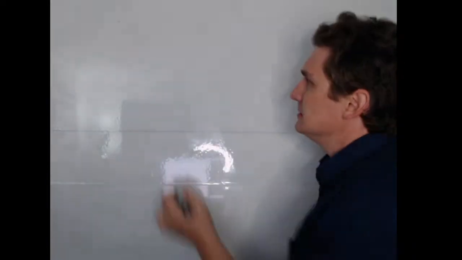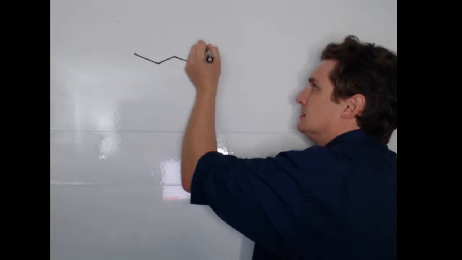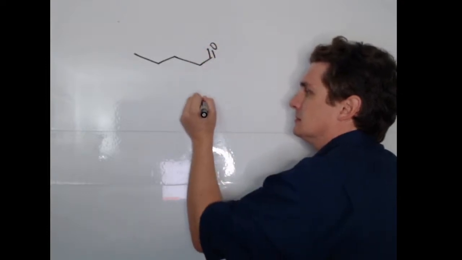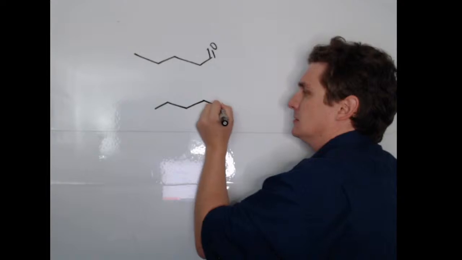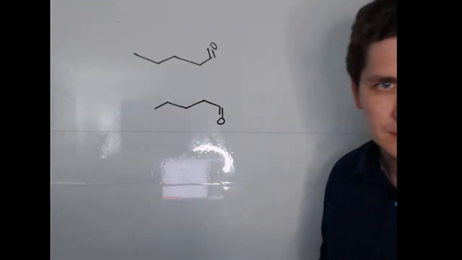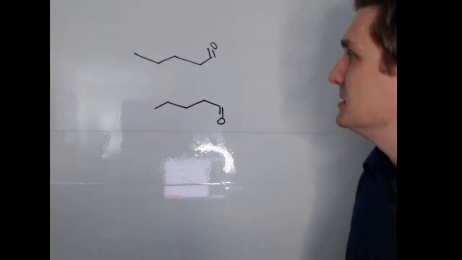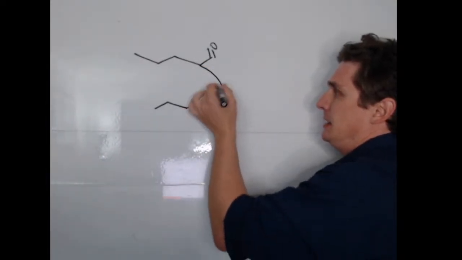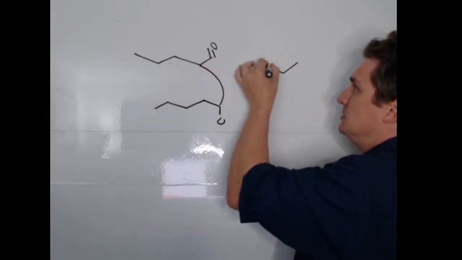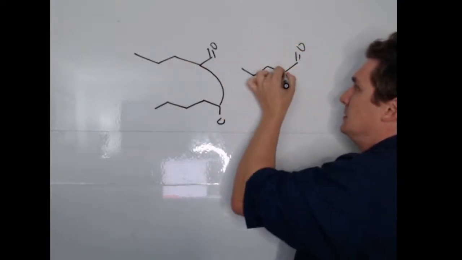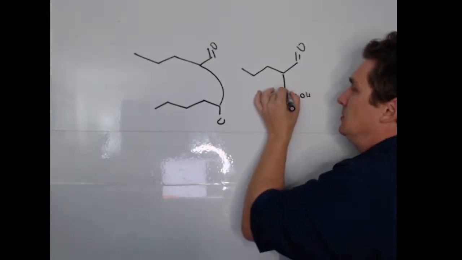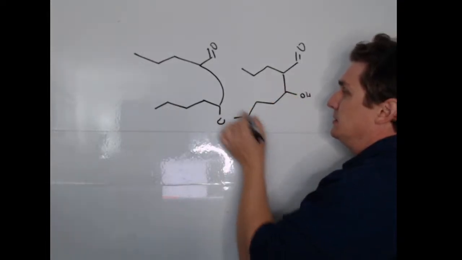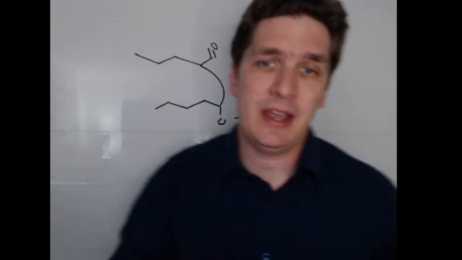All right, pentanal. For this reaction, it's pentanal with itself. We only have one alpha carbon. It's going to attack here, and so we have 1, 2, 3, 4, 5, and 1, 2, 3, 4, 5. So this will end up being our final product. Again, it's just asking for the aldol addition product.